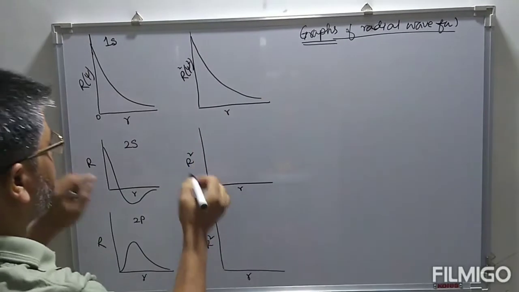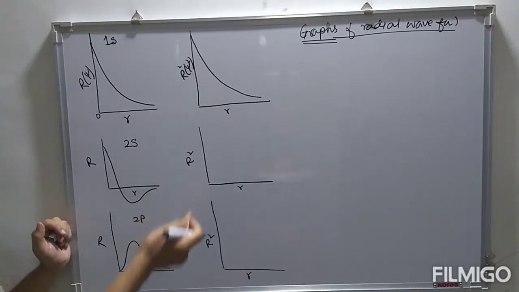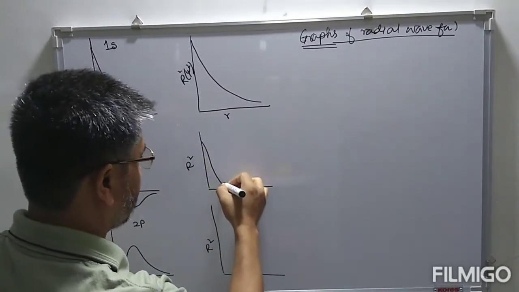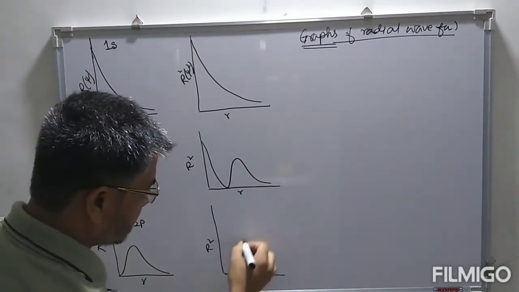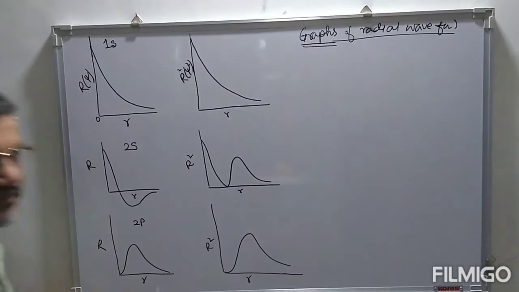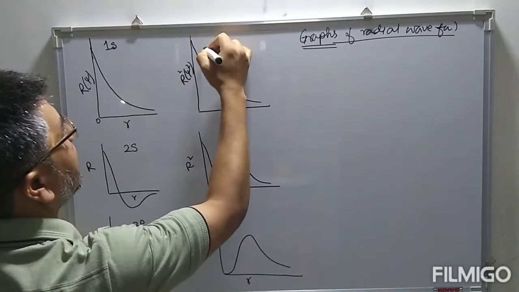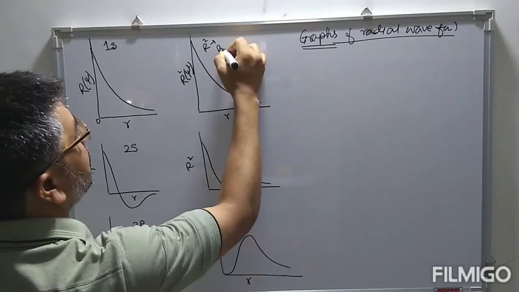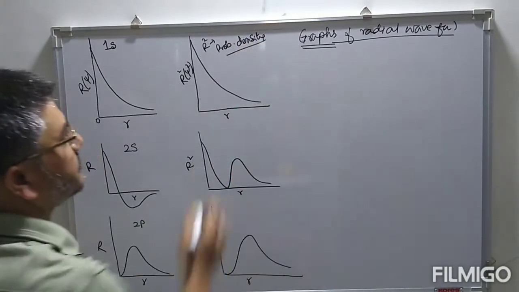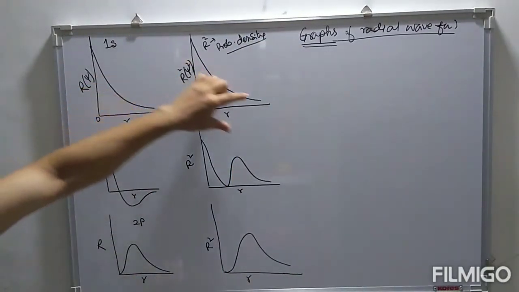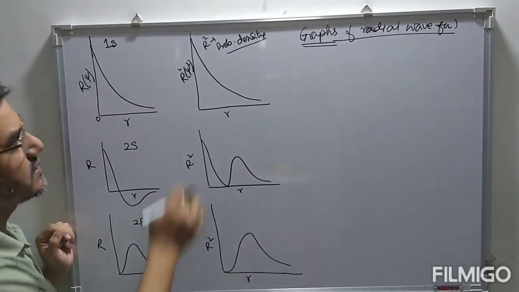This is for 1s, 2s. This graph will remain as it is, but this negative part will become a positive value. Only the difference is that the graph will become much bigger. This R square represents probability density. So this is probability density versus distance from the nucleus. Again the same problem arises here.